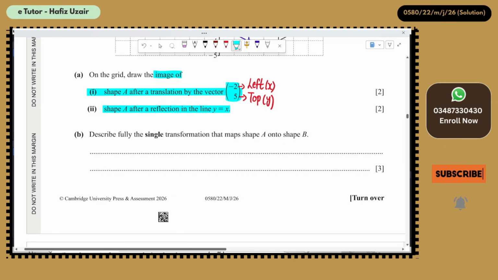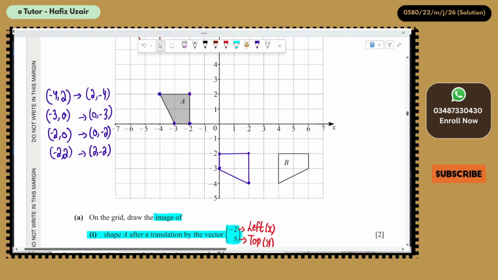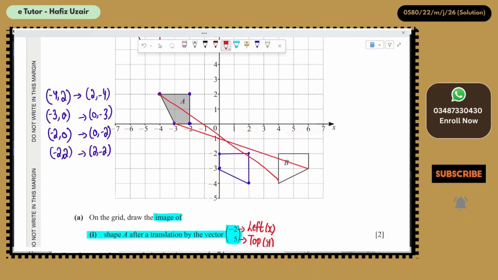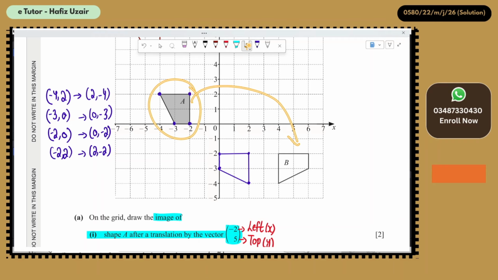Let's start with the B part of this question. Describe fully the single transformation that maps shape A onto shape B. So here is shape A and shape B. Let's join their corresponding points to check whether it's a reflection or rotation. All right. So I'm joining this. The corresponding point of this point is over here, and the corresponding point of this point is over here. So you cannot say this is a reflection because the lines joining the corresponding points are not parallel. So shape B is the rotation of shape A.